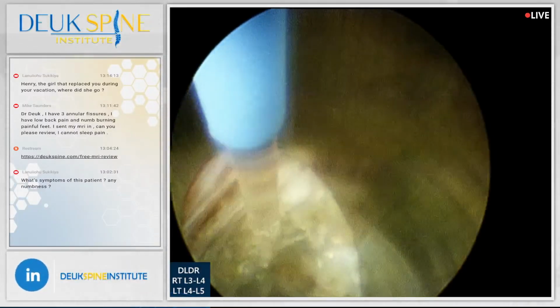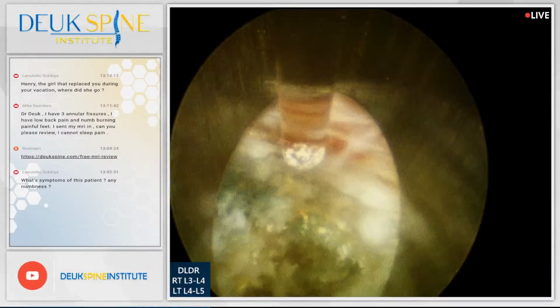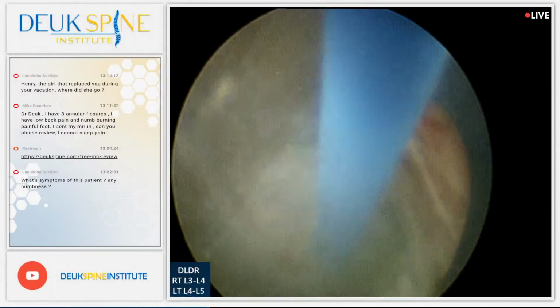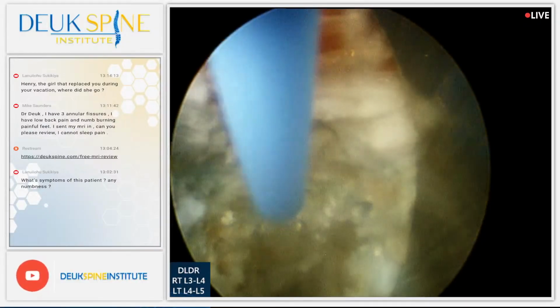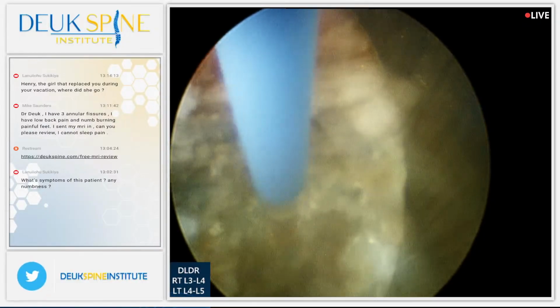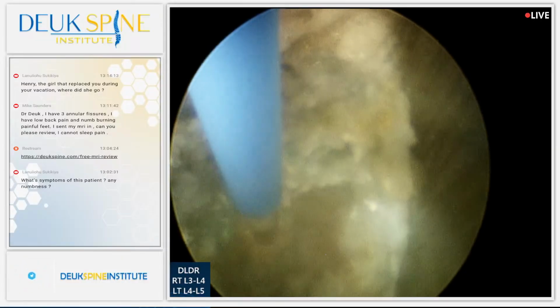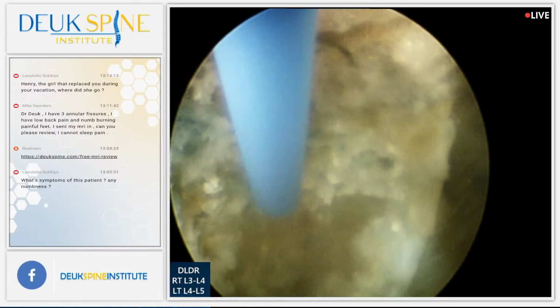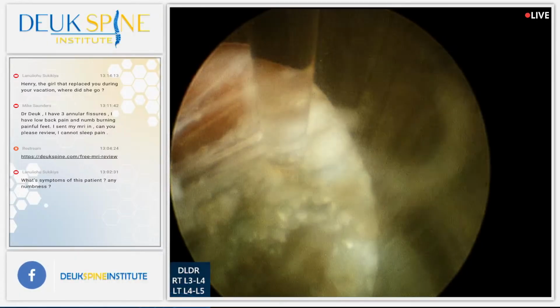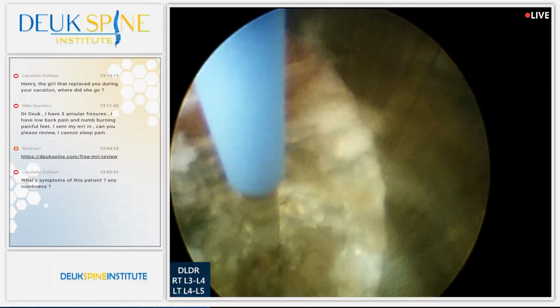We've cleaned out probably about 80% of it, and we never get 100. We don't need to get 100. We need about 50% to get a great result. And in his case, we've gotten about 80% of the tear. So everything has gone very, very well for him so far. And we're going to leave this disc and move on to the next disc.